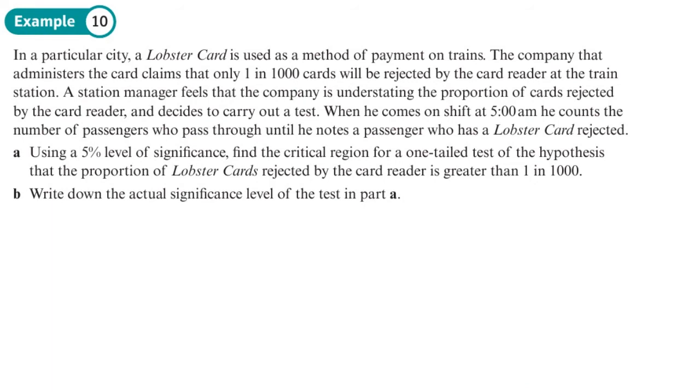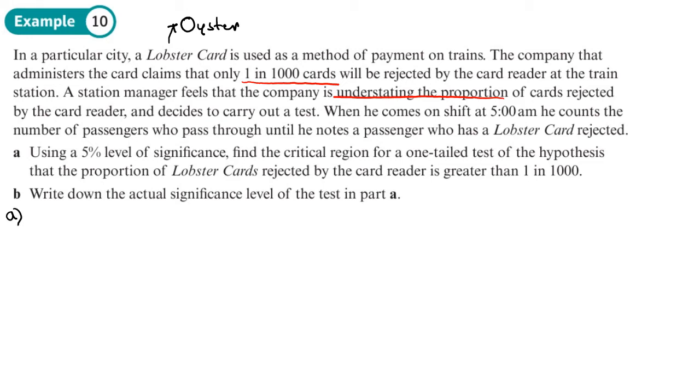Okay, in a particular city, a lobster card. That sounds very similar to Oyster card. Is used as a method of payment on trains. The company that administers the card claims that only 1 in 1,000 cards will be rejected by the card reader at the train station. The station manager feels that the company is understating the proportion of cards rejected by the reader and decides to carry out a test. When he comes on shift at 5 a.m, he counts the number of passengers who pass through until he notes a passenger who has a lobster card rejected.